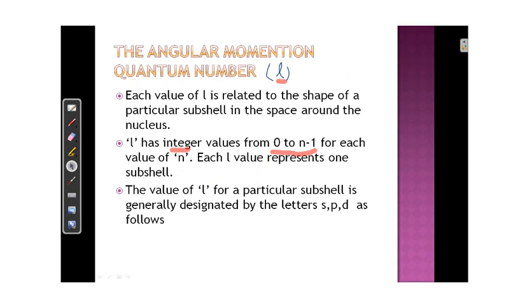The second quantum number is the angular momentum quantum number. It is denoted with the letter l, and l is related to the shape of a particular subshell. As we have seen the subshells earlier, they are S, P, D, F. These are the subshells. So l has integer values from 0 to n minus 1, where n is nothing but the principal quantum number. So here each l value represents one subshell. So what are the subshells? S, P, D, F.